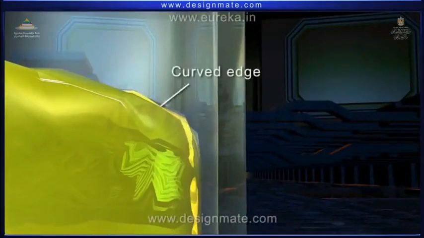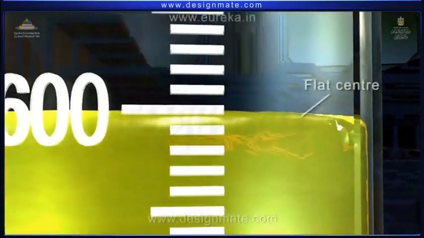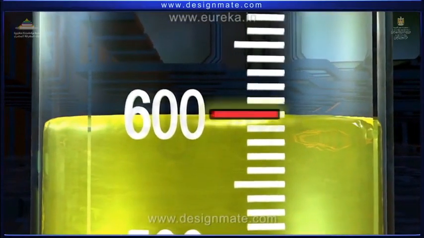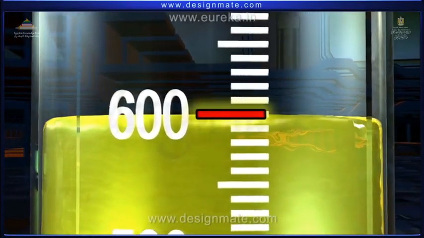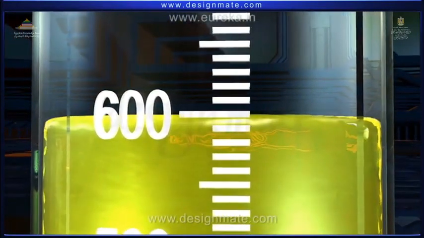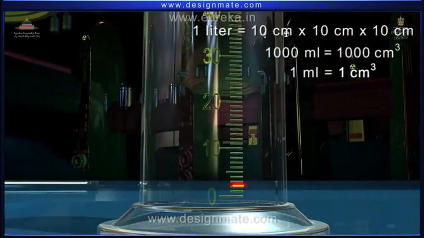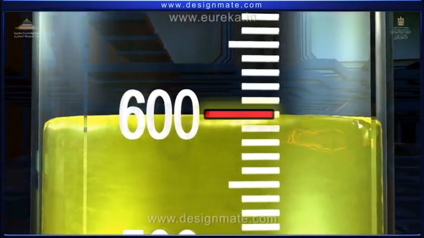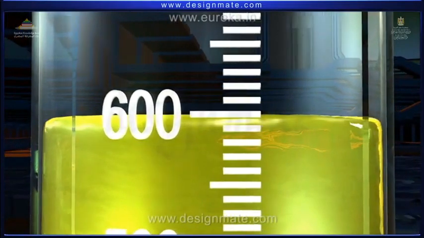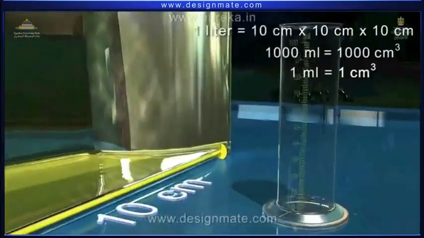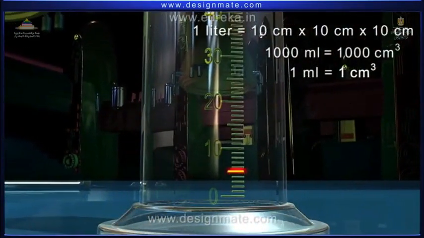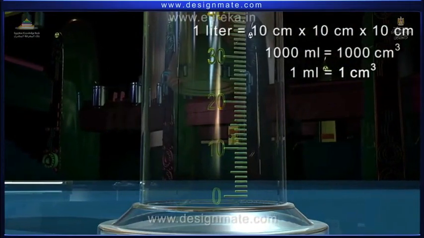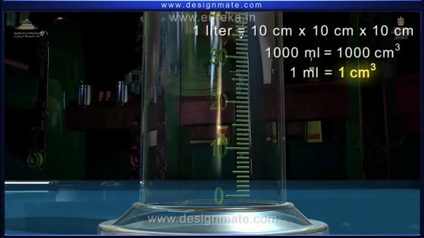Pour an amount of water or any liquid into the graduated cylinder. Number two, record your reading. What will I read? I will read the numbers, the graduation, to know its volume. Record the reading of the cylinder at the lower point.